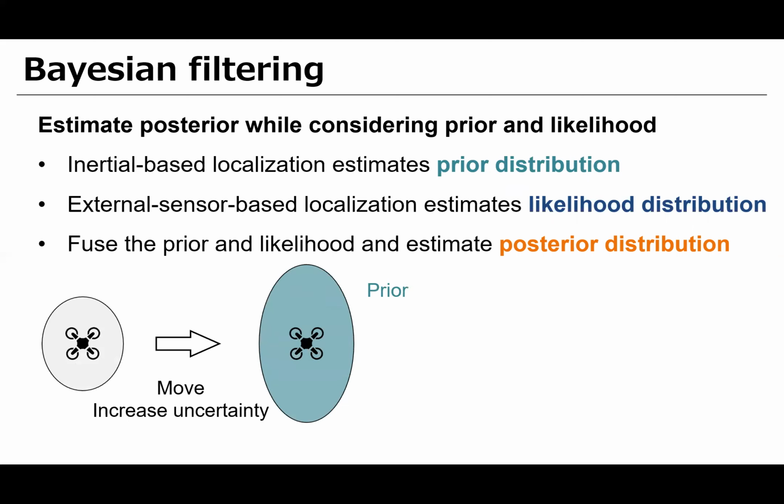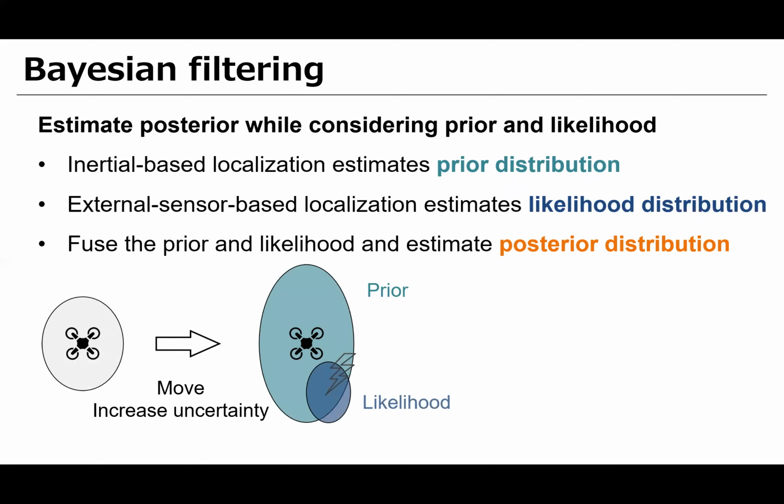Let me show you the graphical abstract. Let's say we have a drone pose with uncertainty. The drone moves and pose uncertainty increases. This increased distribution is referred to as prior. Then we can have sensor measurement from an external sensor like a camera, and the drone pose is estimated.